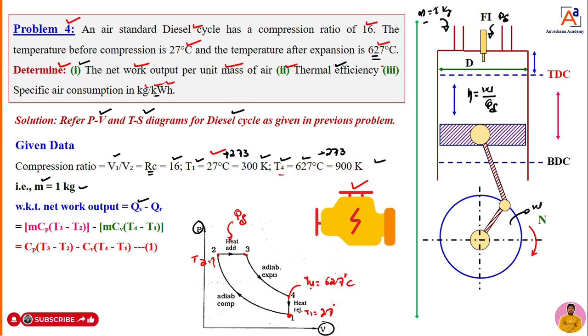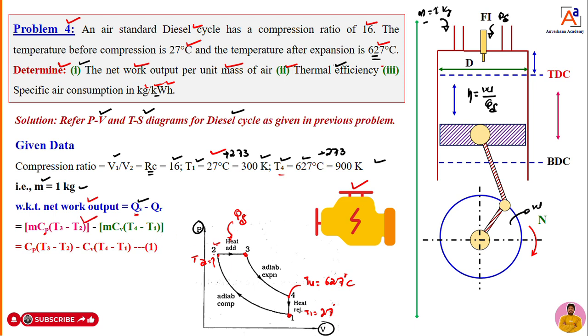Okay, all these things he has given, but he is asking to calculate three parameters: work done, thermal efficiency and specific air consumption. To calculate work done, we know the equation. What is that? Work output is equal to Qs minus Qr. What is Qs, dear students? Where are you supplying heat? In the diesel cycle, you supply heat at constant pressure, from 2 to 3. So Qs is nothing but m Cp, specific heat at constant pressure, times the highest temperature T3 minus T2. That I have written here now.